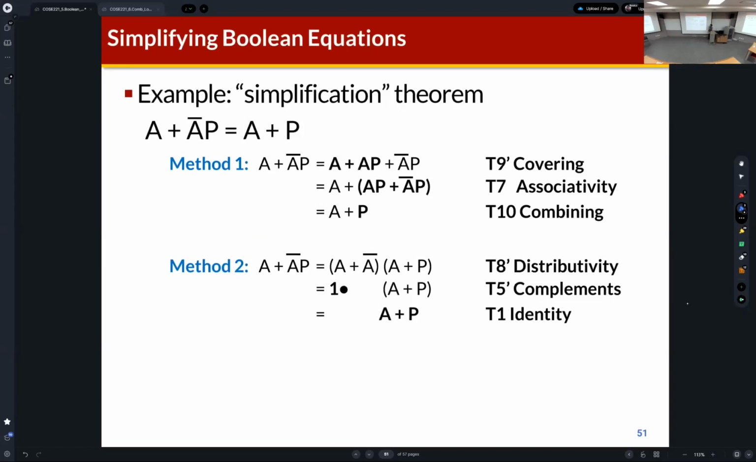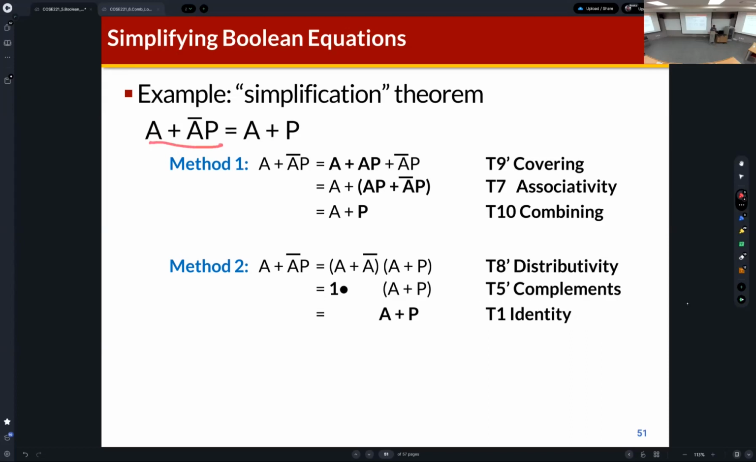This is another example: A plus A bar P equals A plus P. Also, how can you apply this? How can you simplify this equation? If we just look at this equation, it's not easy, right? It's a little bit tricky, because it's not similar to real algebra. But we can apply several theorems to this equation.